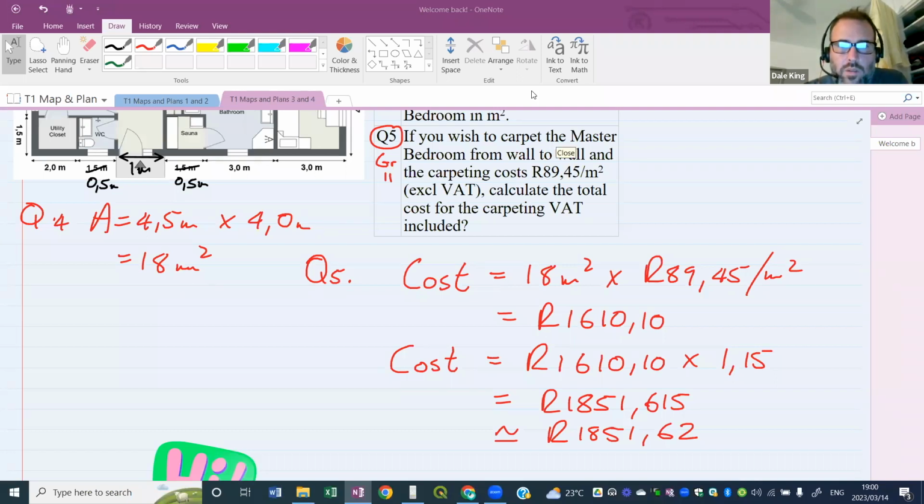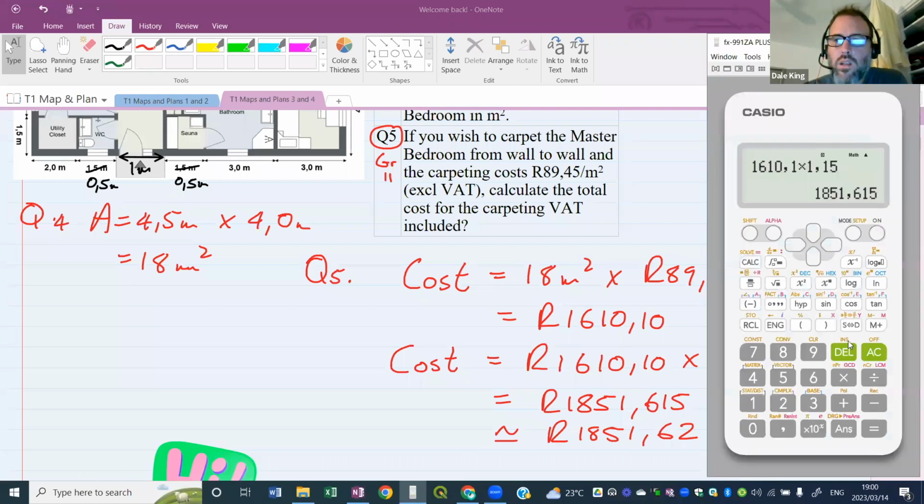Tabiso, do you want to turn your mic on and then you can tell us what you're seeing on your calculator? Tabiso, do you want to talk to us? Tell us what you're seeing on your calculator. Can you hear me? Yeah, I can hear you. Oh yes, sir. I think I put the 18 meters squared times the 89. Sorry, say that again. You said you put 18 squared. Yes. Ah, okay, I think there's your mistake.